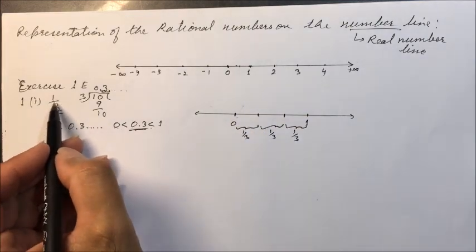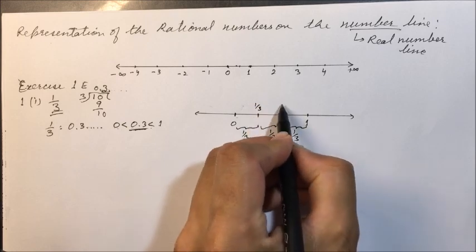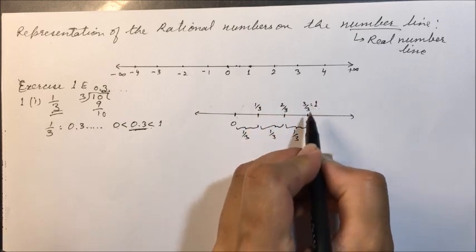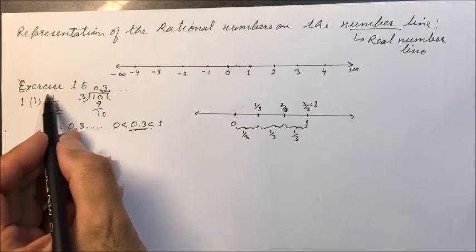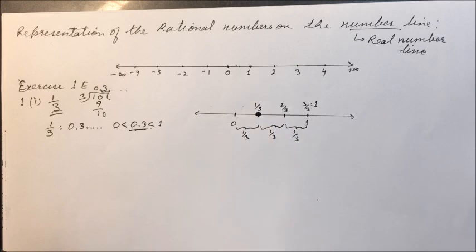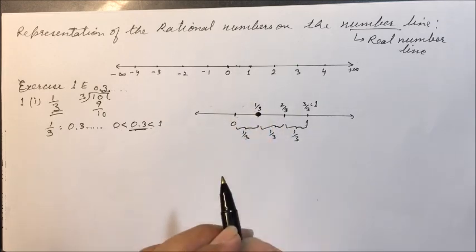Now we have to represent 1 by 3. So 0 here will be 1 by 3, here 2 by 3, here 3 by 3. That is equal to 1. So we need 1 by 3 only. So this is our number. We have represented 1 by 3 here. This is our number 1 by 3.